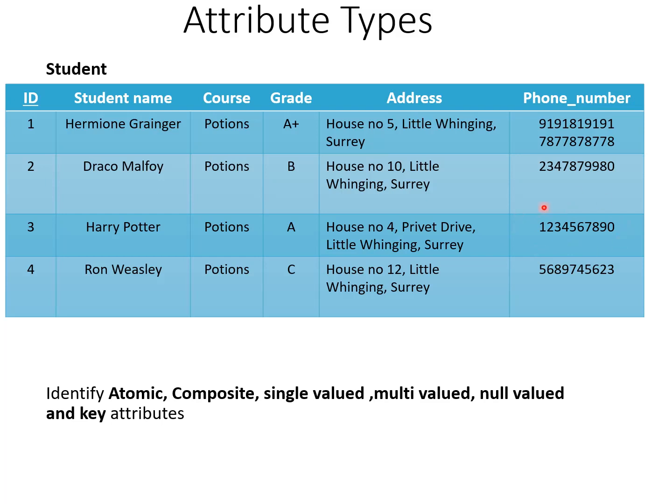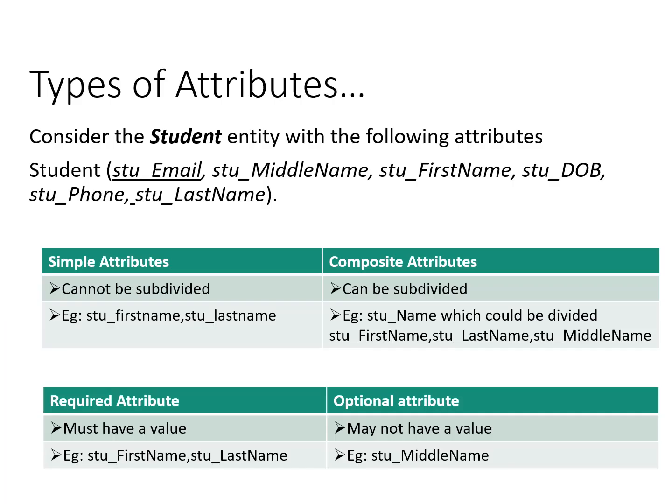Say if some of the information, like the phone number, is not available for Harry Potter, then I could use it as a null. And the key attributes are those attributes which are unique to this particular table. So I could say that ID is a key attribute. Hope you understood and hope you follow me. So this is a small summary about all the different attributes.